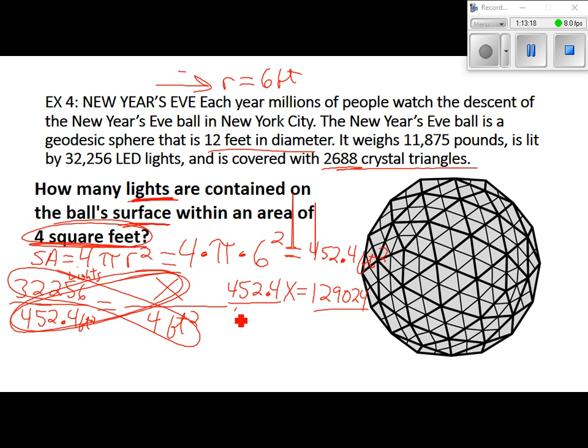To solve that, I just divide both sides by 452.4. These two over here cancel out. Remember, X just stands for how many lights are in that part that we want to deal with. You already got this big number here on your calculator, hopefully, unless you hit clear. So you just divide that by 452.4, and I get 285.2. It said how many lights are contained. So for lights, we'll just say it's about 285 or 286 lights.